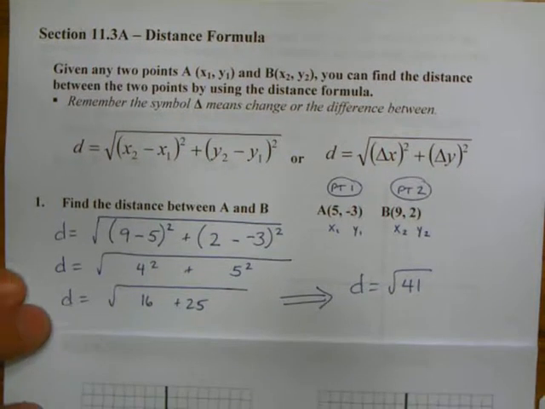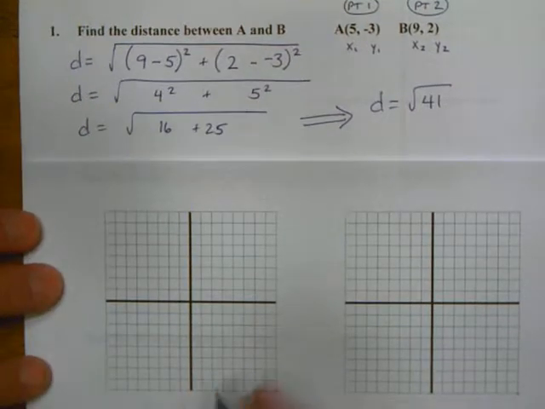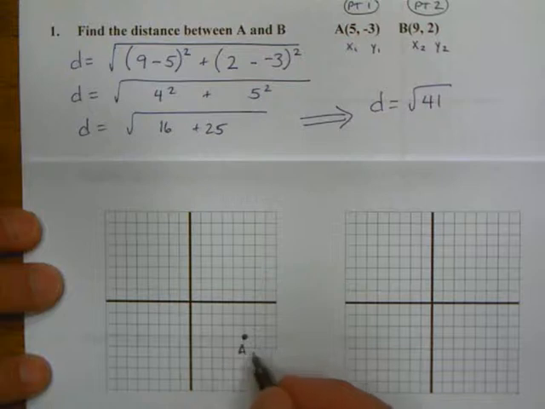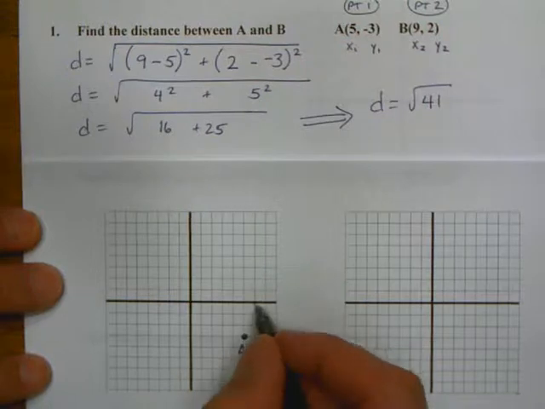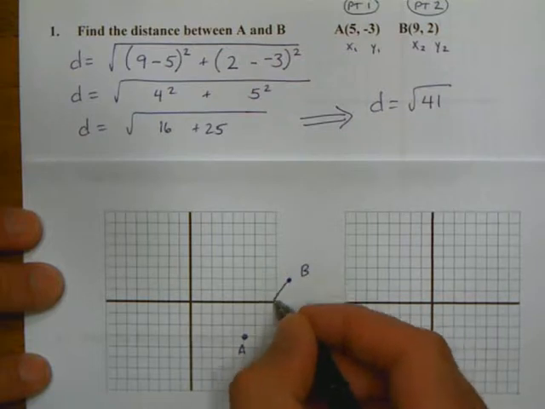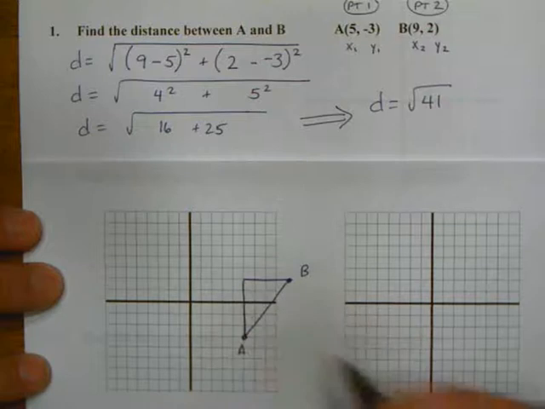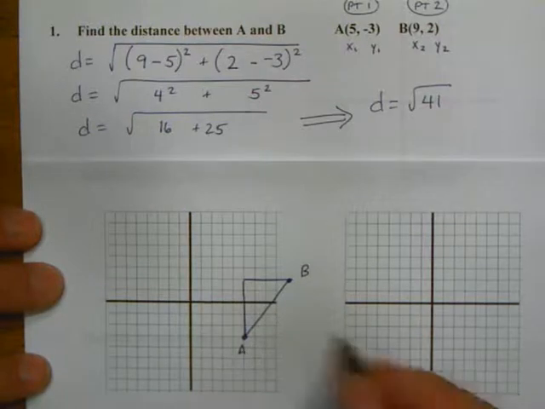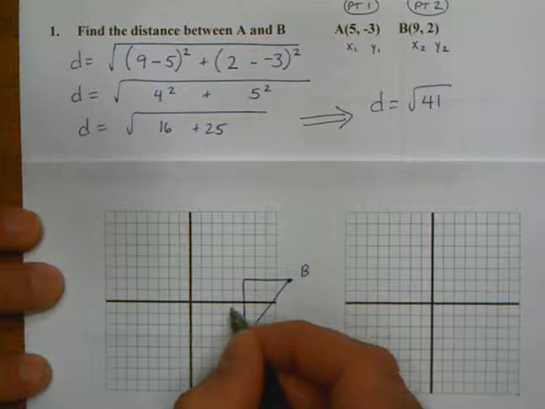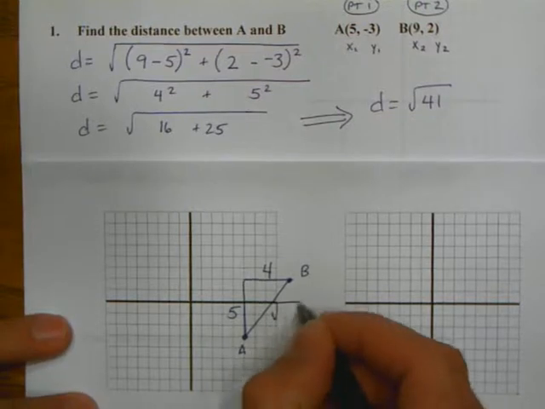Now, to give this a more realistic idea, let's look at the same problem, but look at it visually. Here we have our points 5, negative 3, 1, 2, 3, 4, 5. There's point A, and then we have the point 9, 2, 6, 7, 8, 9, and going up 2. I'm going to draw a line between these two, and I'm going to draw a triangle that represents the sides of our figure. Our vertical distance, as you can see, is 5, and our horizontal distance is 4.